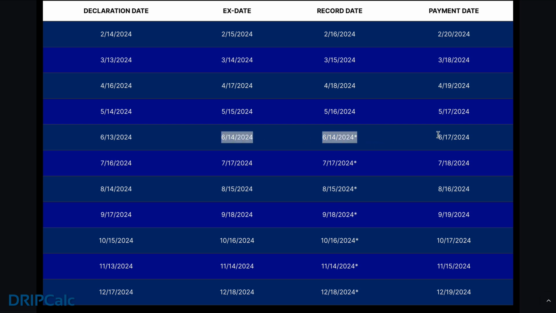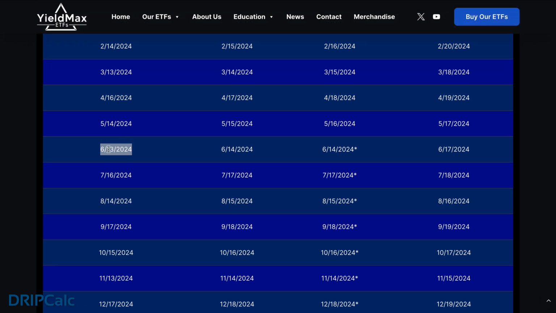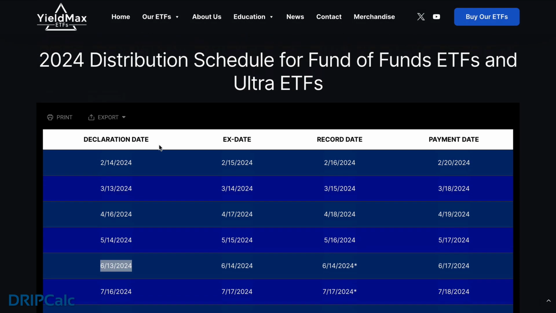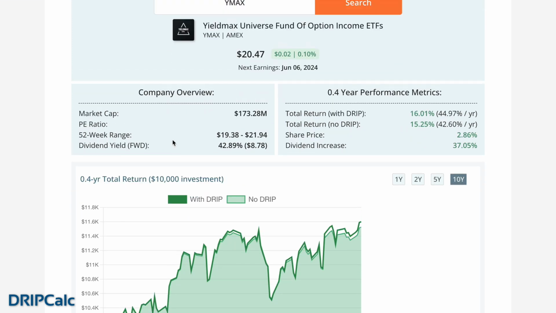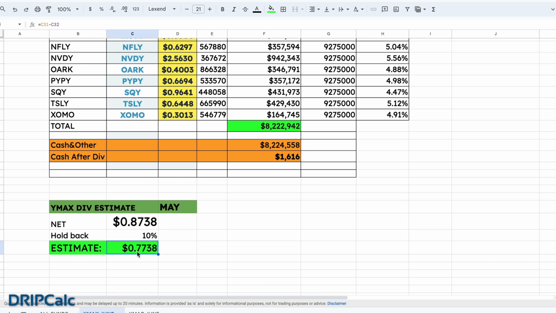June 14th, and the payment date is June 17th. All right, so if you own YMAX or YMAG by June 13, then you will collect the dividend. So let's see how this compares to previous months. Let's reload the page. So let's see how this estimated dividend compares to last month.